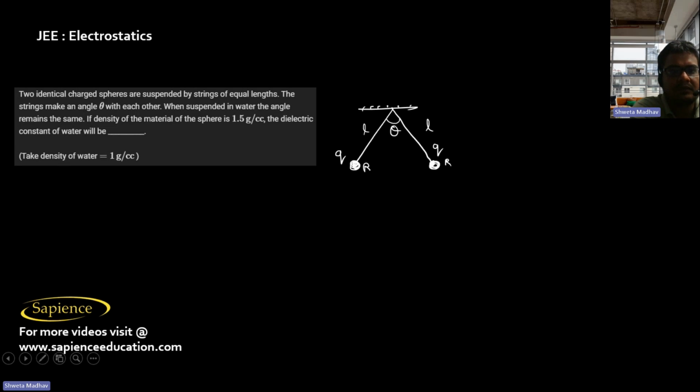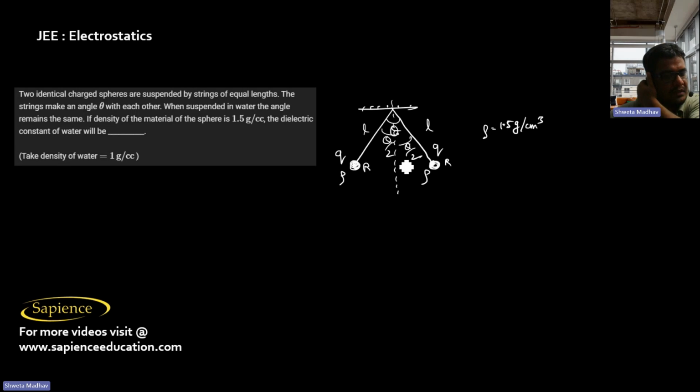If the density of the material of the sphere, density rho, is equal to 1.5 gram per centimeter cube, gram per cc meaning cubic centimeter, the dielectric constant of the water will be found, given that inside water also the angle remains the same. So let's say this will be theta by 2, this will also be theta by 2. Then in air this is mg.